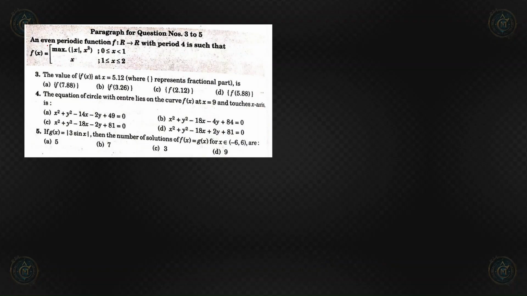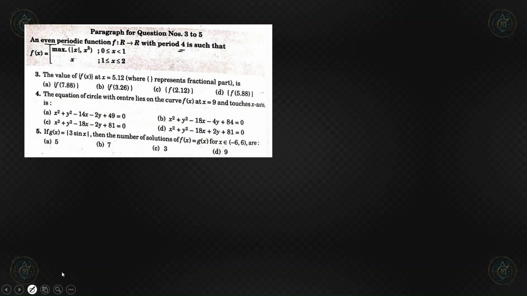What is this saying? An even periodic function. So this function is even, okay, very important. Even periodic, okay, with period 4, is such that f(x) equals the maximum of these two functions when x is lying in this range, closed 0 to open 1, and f(x) equals the identity function when 1 is less than or equal to x less than or equal to 2, okay. So we are given the definition of f(x) in closed 0 to closed 2, right?